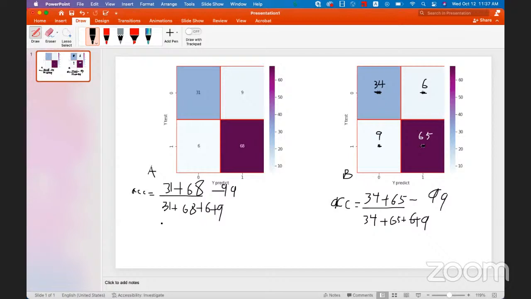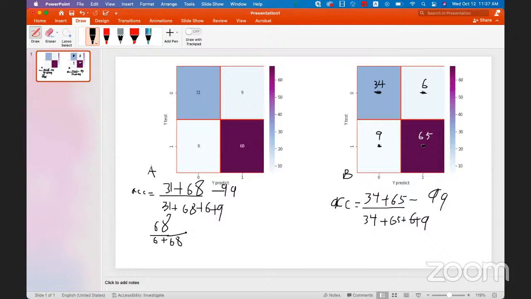So we want to predict all the breast cancer cases correctly. What will be the formula? How many actually had breast cancer in the testing data set? 6 plus 68. Now, how many were predicted right? 68. So the score is 68 divided by 6 plus 68. This number is very important to us because we don't want to lose anyone that is a breast cancer patient.